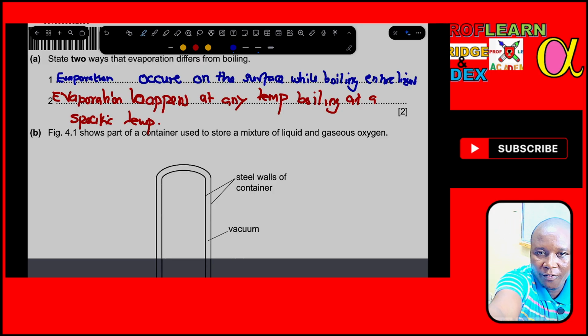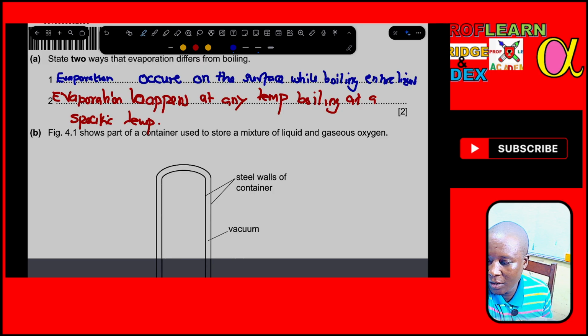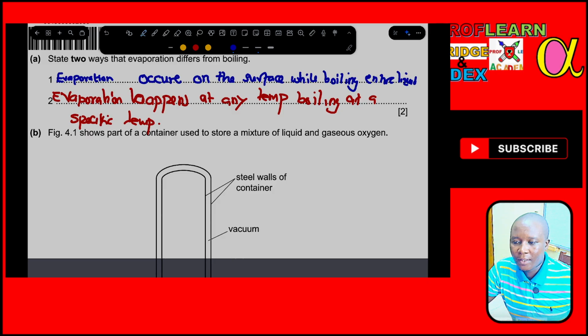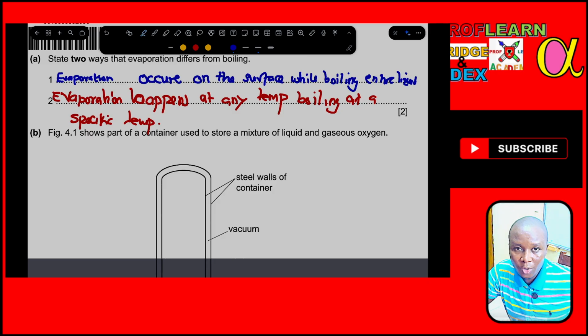Also, evaporation happens at any given temperature, while boiling will occur at a specific temperature. For instance, the boiling point of water is 100, it means boiling will not take place until water has acquired a temperature of 100 degrees Celsius. But evaporation will occur at any given point.